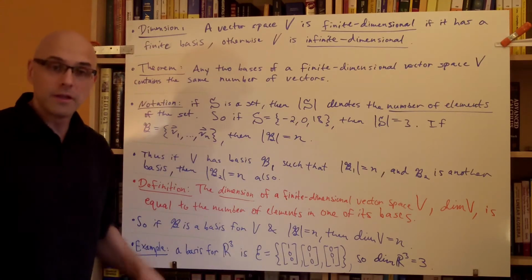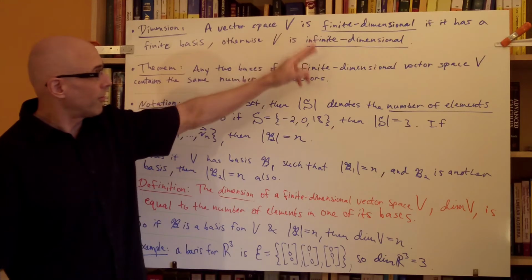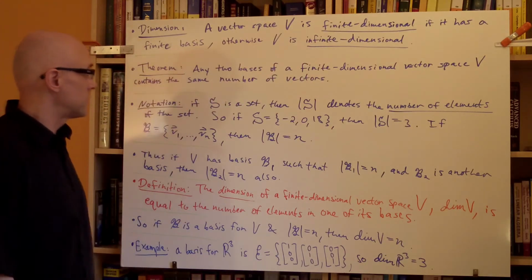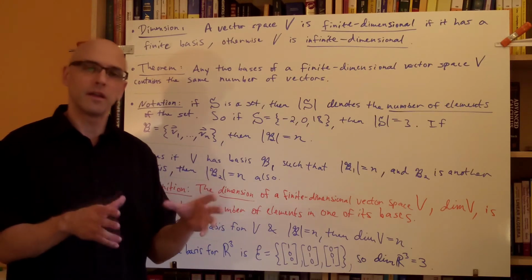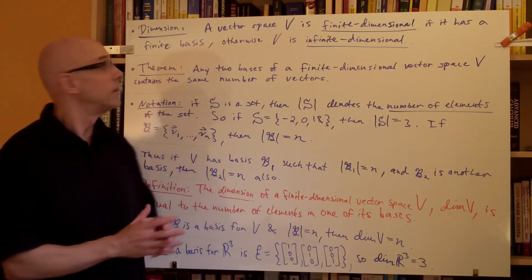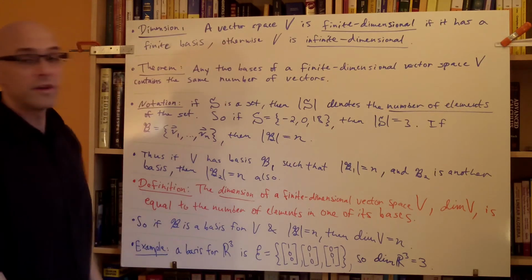We get into the idea of the dimension of a vector space. A vector space V is finite dimensional if it has a finite basis, which is to say it has a basis which has a finite number of vectors in it. Otherwise, you would say that V is infinite dimensional.